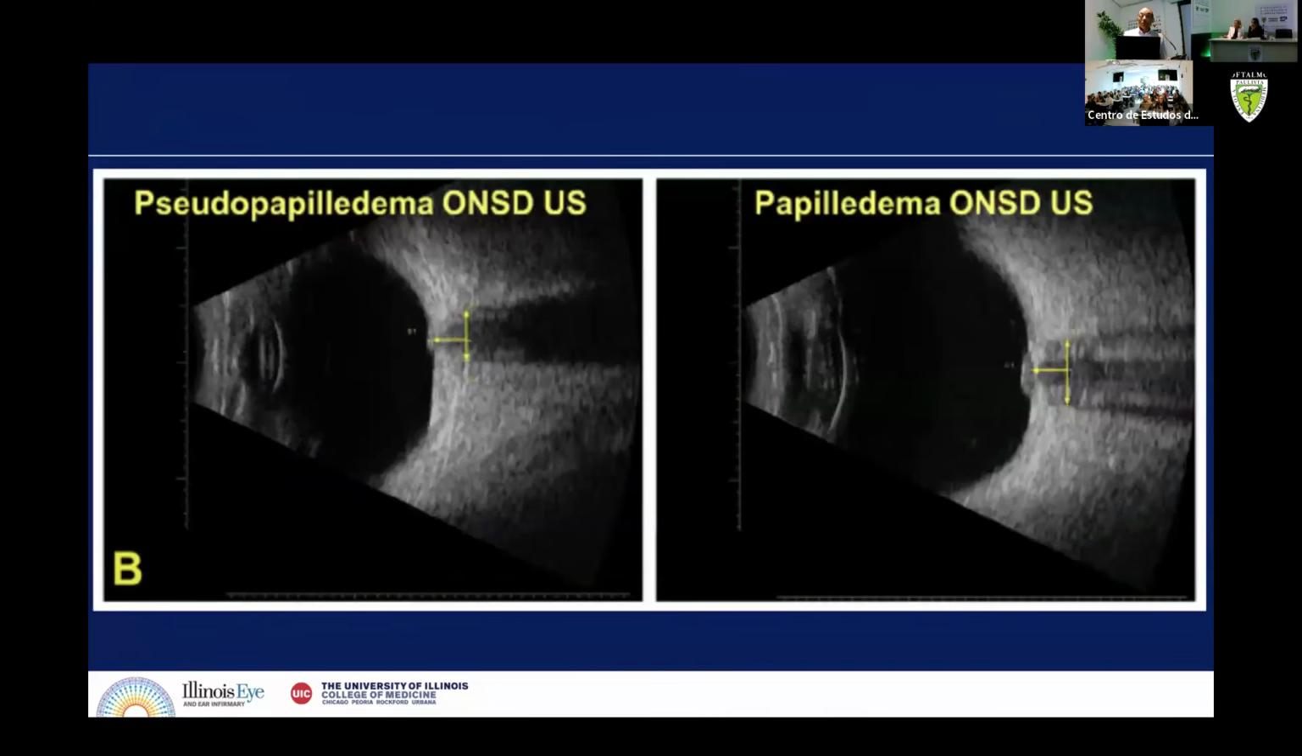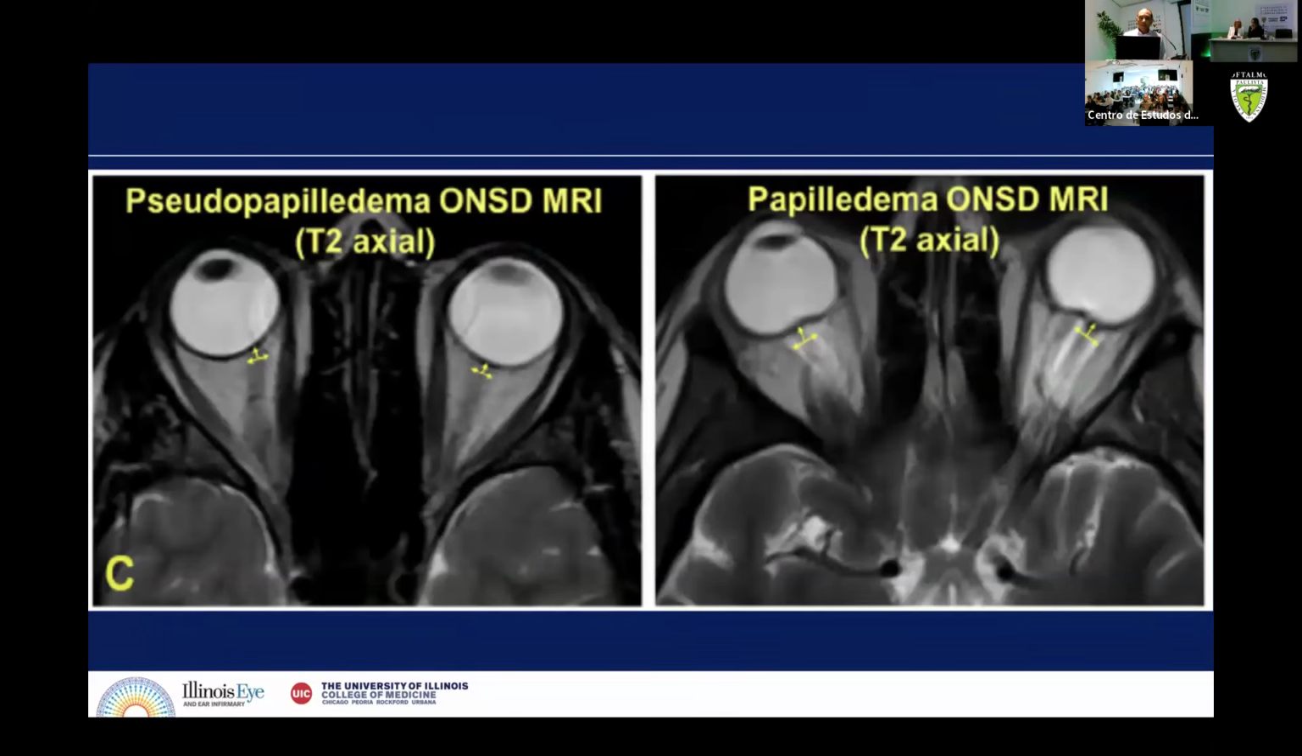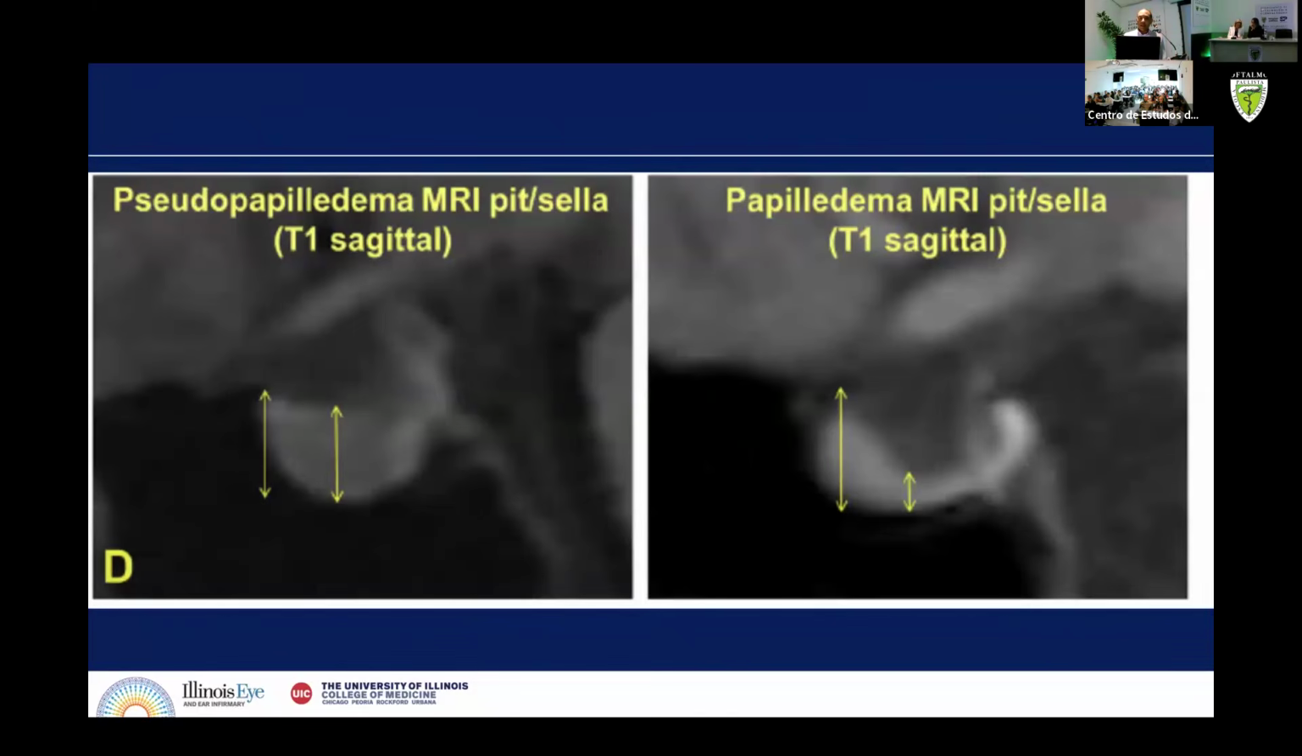We can also use B-scan, as you can see here, to measure the optic nerve sheath diameter. And that's another way to track how patients are doing. You can also measure that on MRI and on the pituitary-sella ratio.